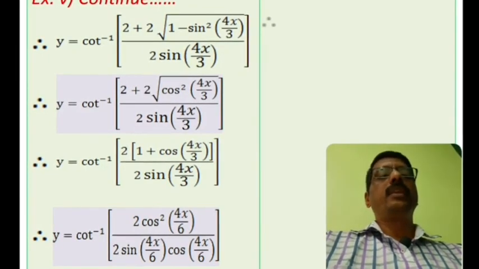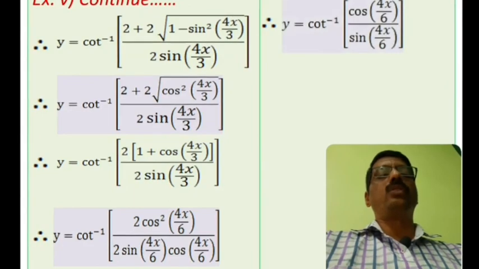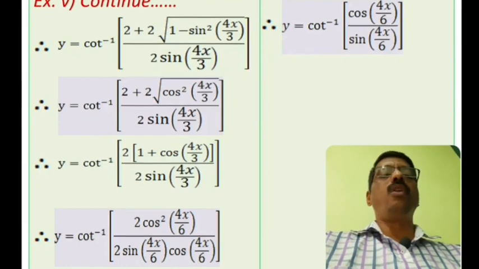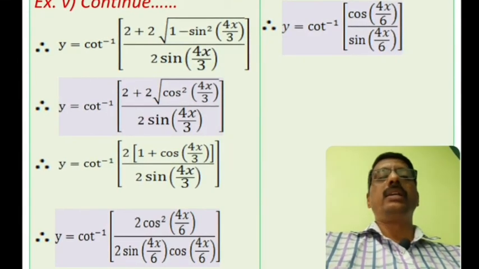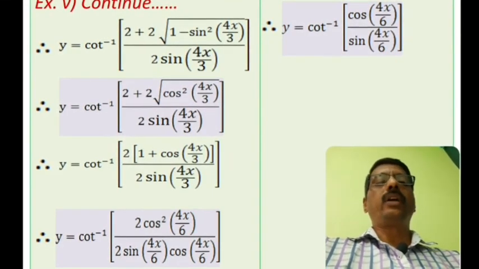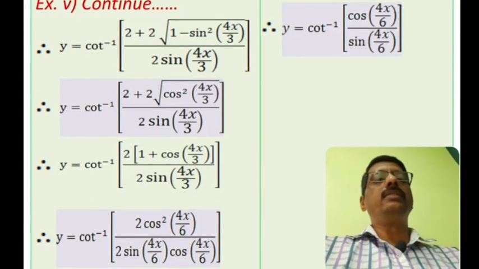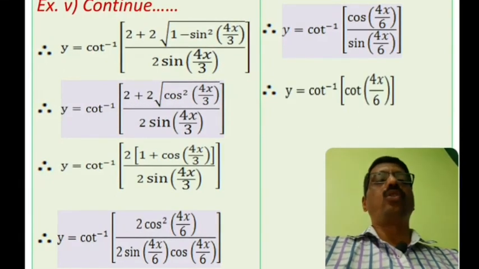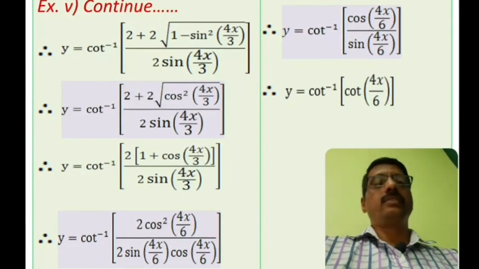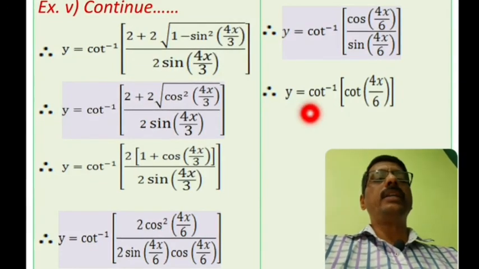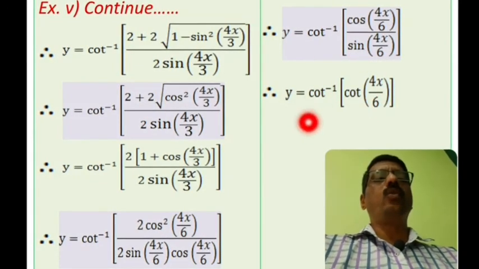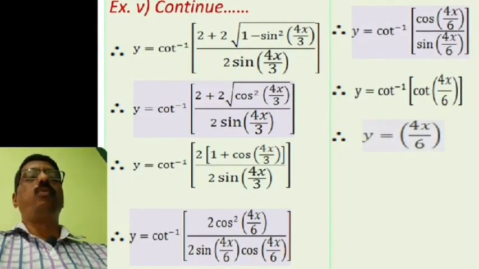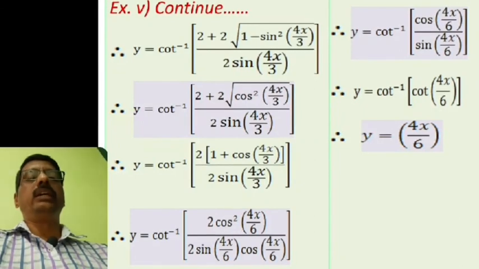Only remaining is, yes, y equal to cot inverse of cos of 4x upon 6 divided by sin of 4x upon 6, and we know that cos upon sin is nothing but the cot. Okay, and therefore we get y equal to cot inverse of bracket cot of 4x upon 6. Okay, then here again cot inverse and cot become cancelled. Only remaining is 4x upon 6, and therefore y equal to 4x upon 6 is only remaining.